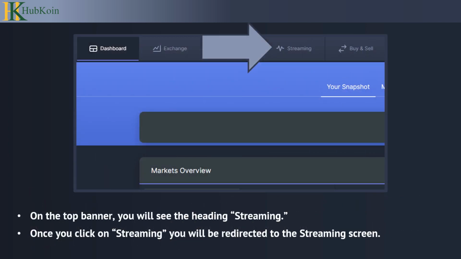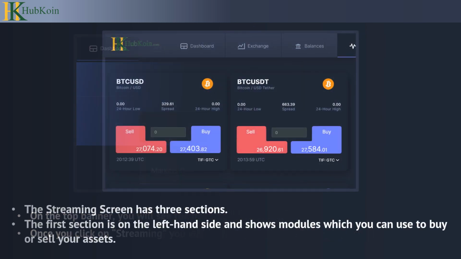On the top banner, you will see the heading Streaming. Once you click on Streaming, you will be redirected to the streaming screen. The streaming screen has 3 sections. The first section is on the left-hand side and shows the modules which you can use to buy or sell your assets.